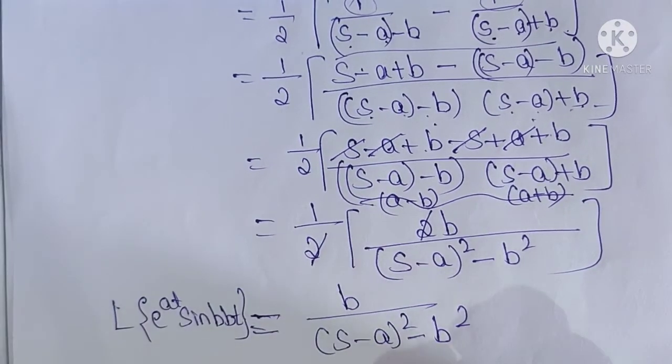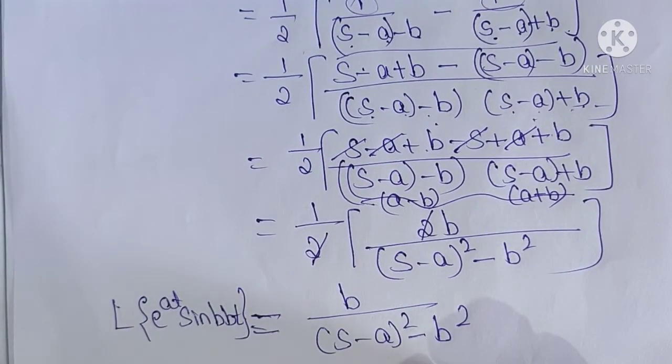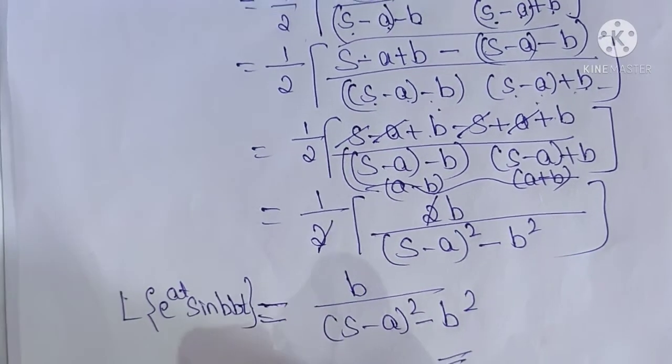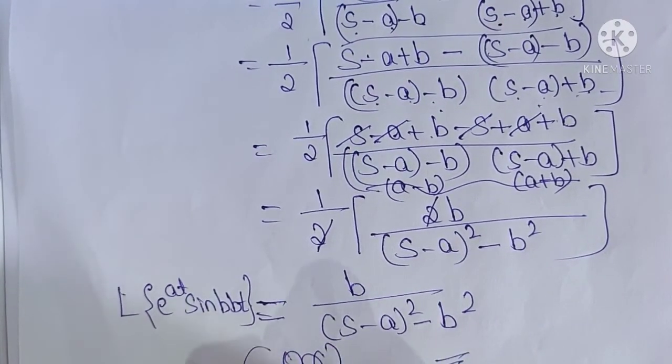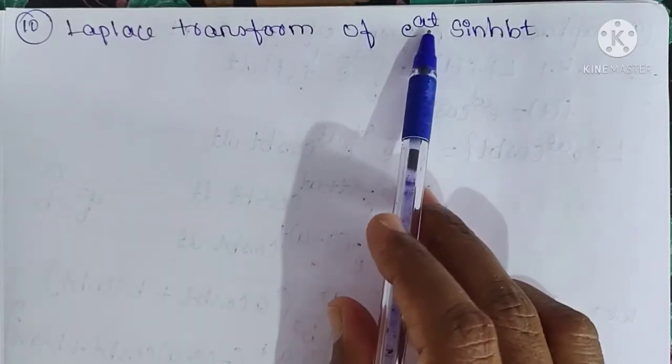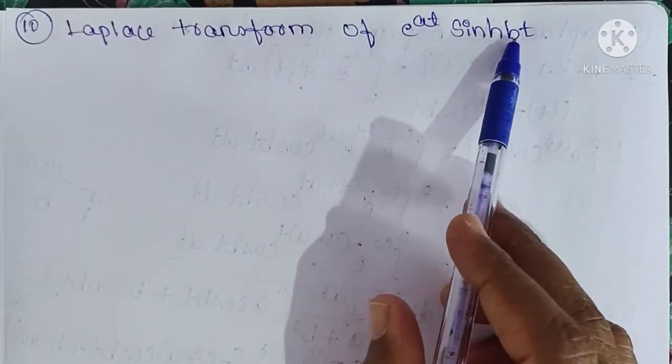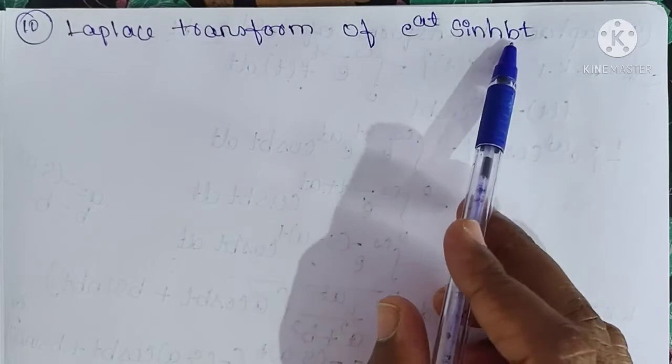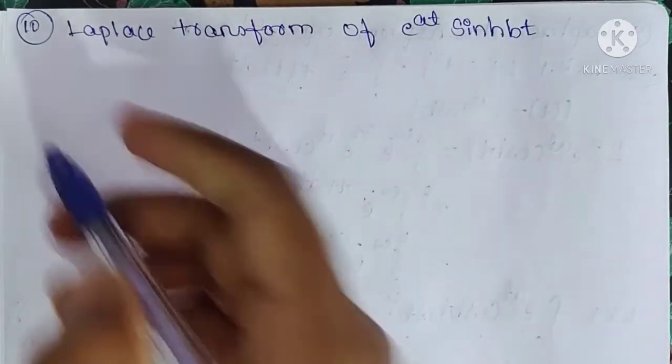This is one method. Now I am using one more method for e power at sin h of bt, which is easy. You go for that method. Or, e power at into sin h of bt. Here sin h of bt is a hyperbolic function. Solution.